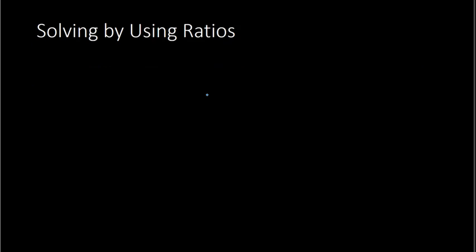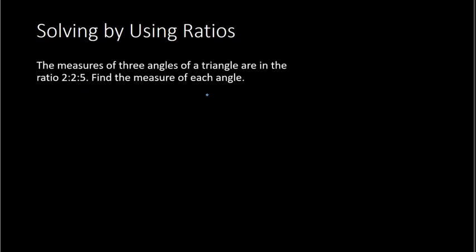One more example like this, but in the context of geometry. We are told that the measures of 3 angles of a triangle are in the ratio 2 to 2 to 5. Find the measure of each angle. So what I do is I put an x with each of these numbers. So I have 2x, 2x, and 5x. So angle 1 is 2x, angle 2 is the other 2x, and angle 3 would be the 5x.